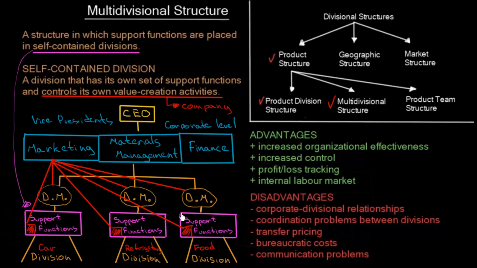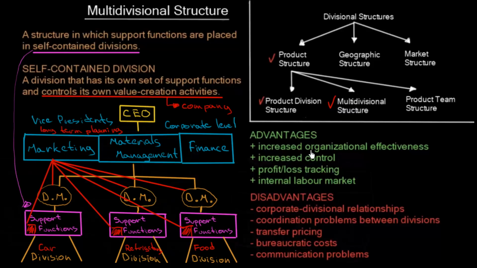So I think now you can imagine in a better way how the communication works in a multi-divisional structure company. The vice presidents are going to be focused on long-term planning, and then they are going to try to implement and communicate this long-term planning with the support functions and the divisional managers. Now let's talk about the advantages and disadvantages of a multi-divisional structure.